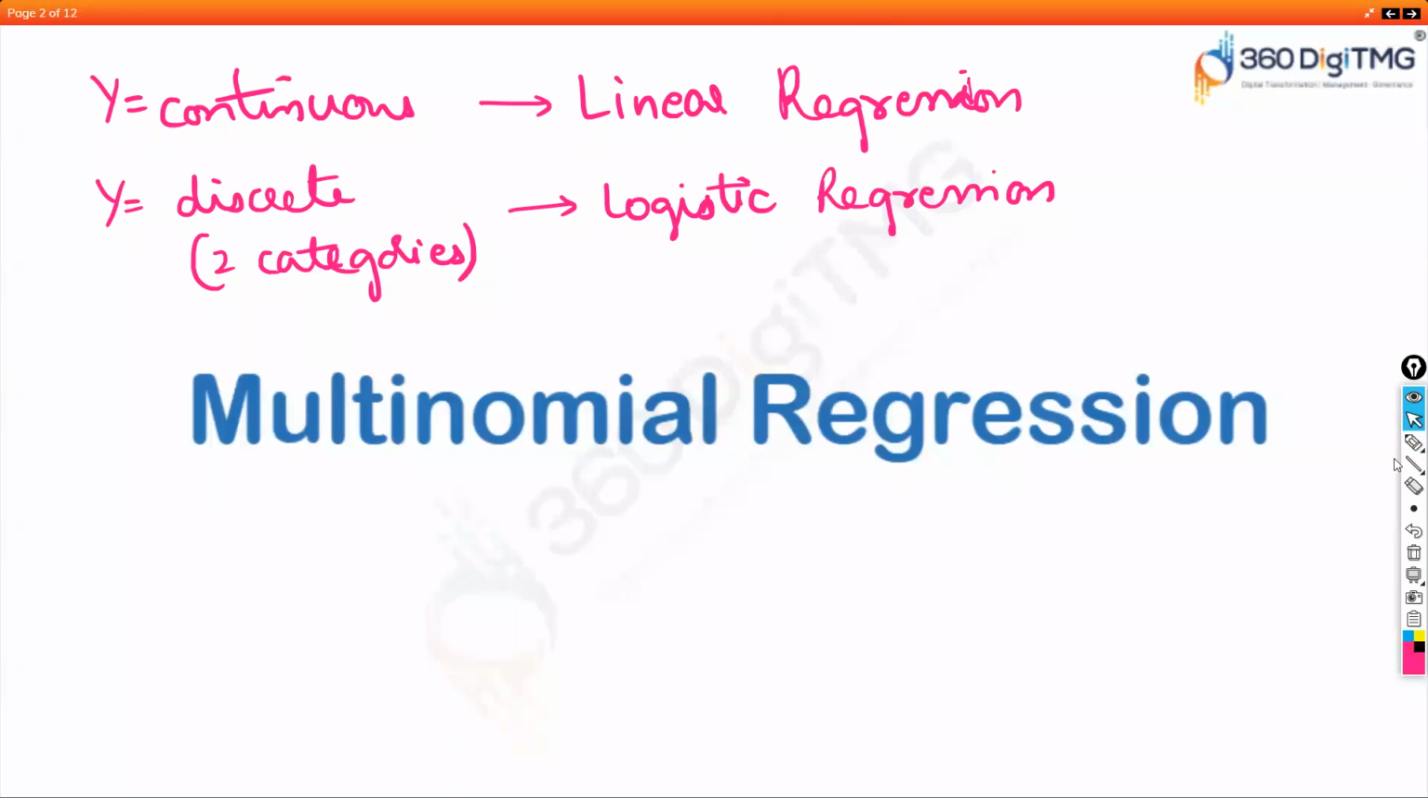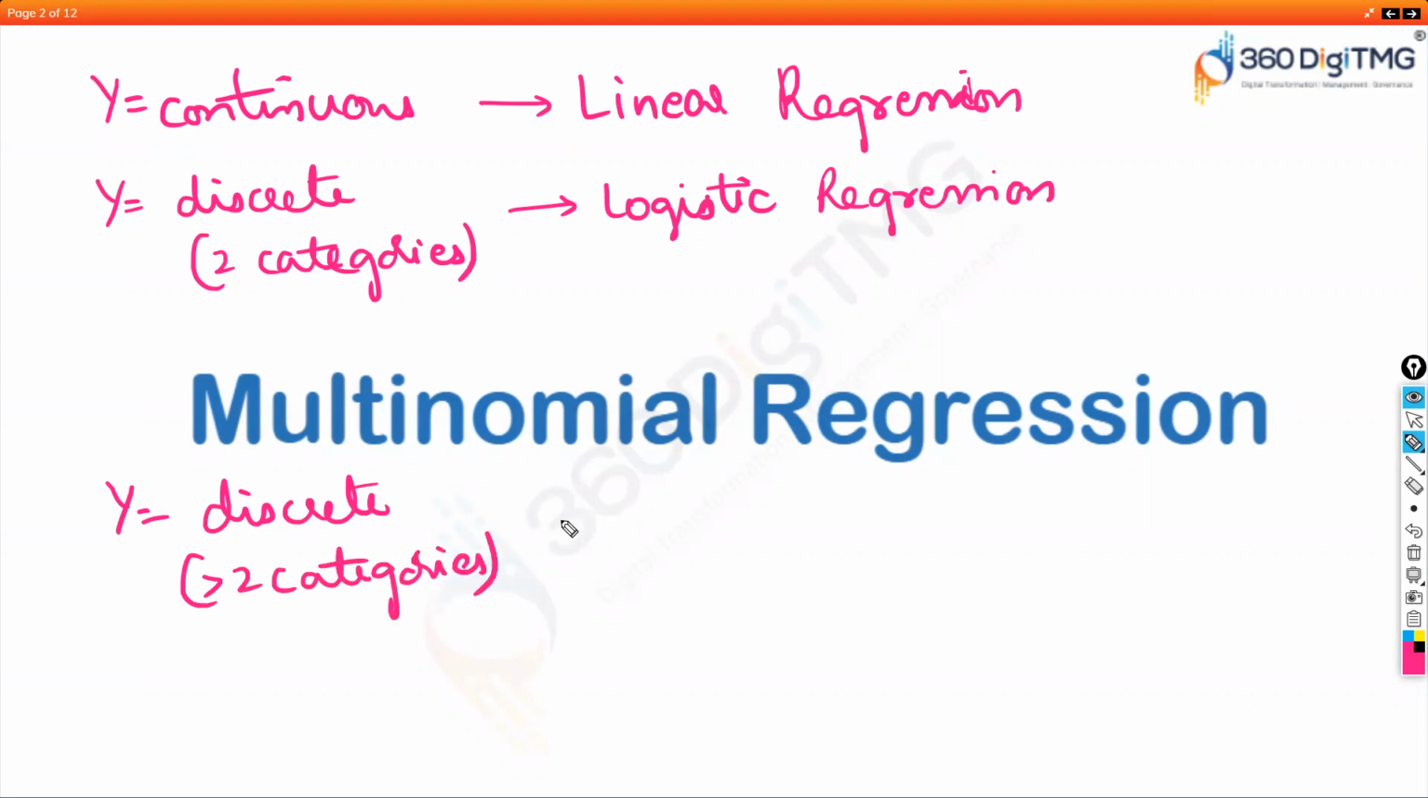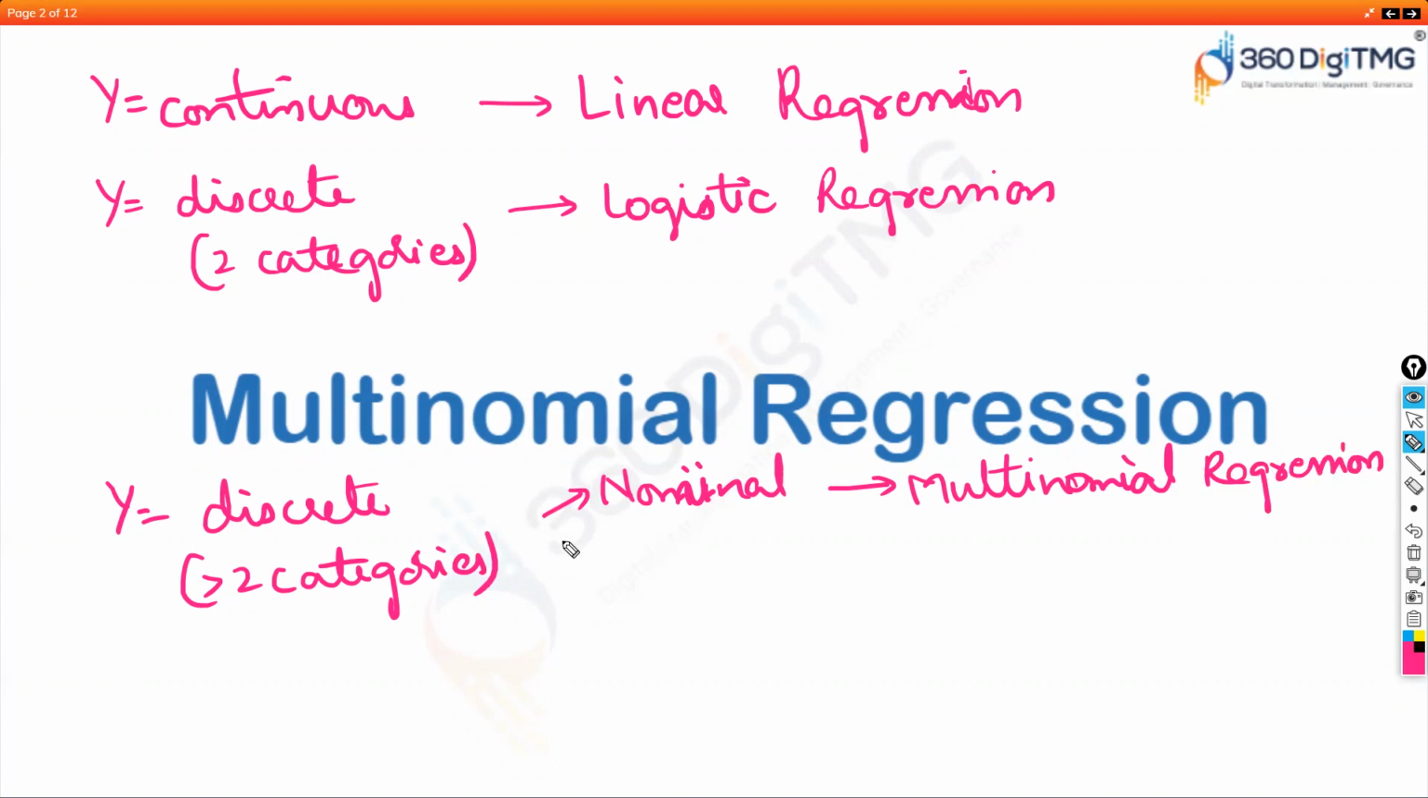The moment you have your output variable, which is discrete, in more than two categories, if it's categorical data, and if the data is nominal data, then we proceed further with multinomial regression. If you have ordinal data, we proceed further with ordinal regression.